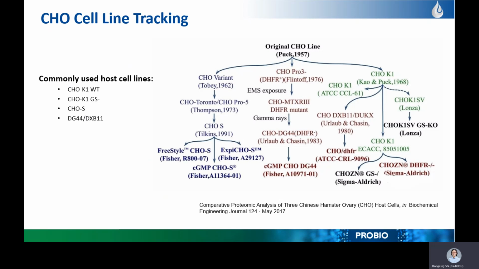Similar to the DHFR gene is the use of the GS gene. The GS gene knockout cell is CHO-K1SV GSKO from Lonza. They are also chosen cells from Merck.